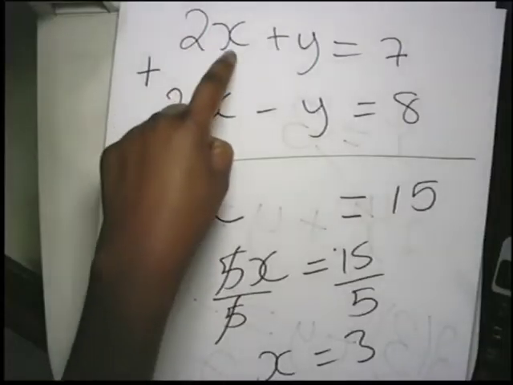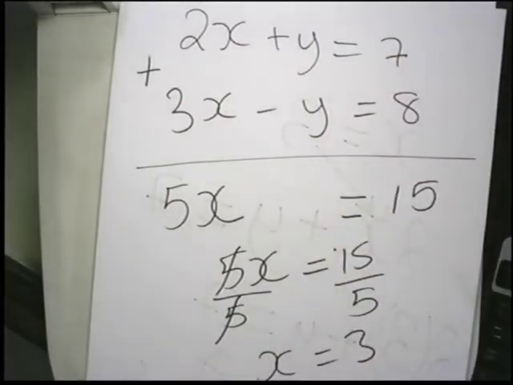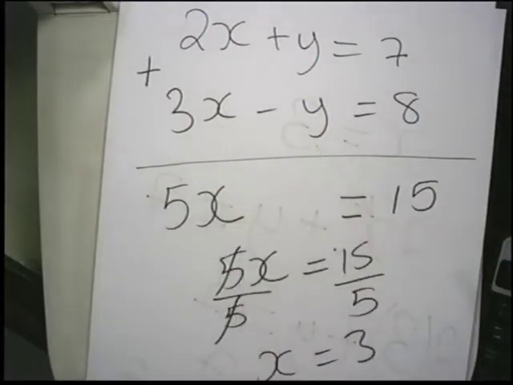Our answer for x was 3. So 2 multiplied by 3 is 6 plus 1, which is y, is equal to 7. Then 3 multiplied by 3 is 9 minus 1. Then it gives us 8. Then we can see that our solution is correct.